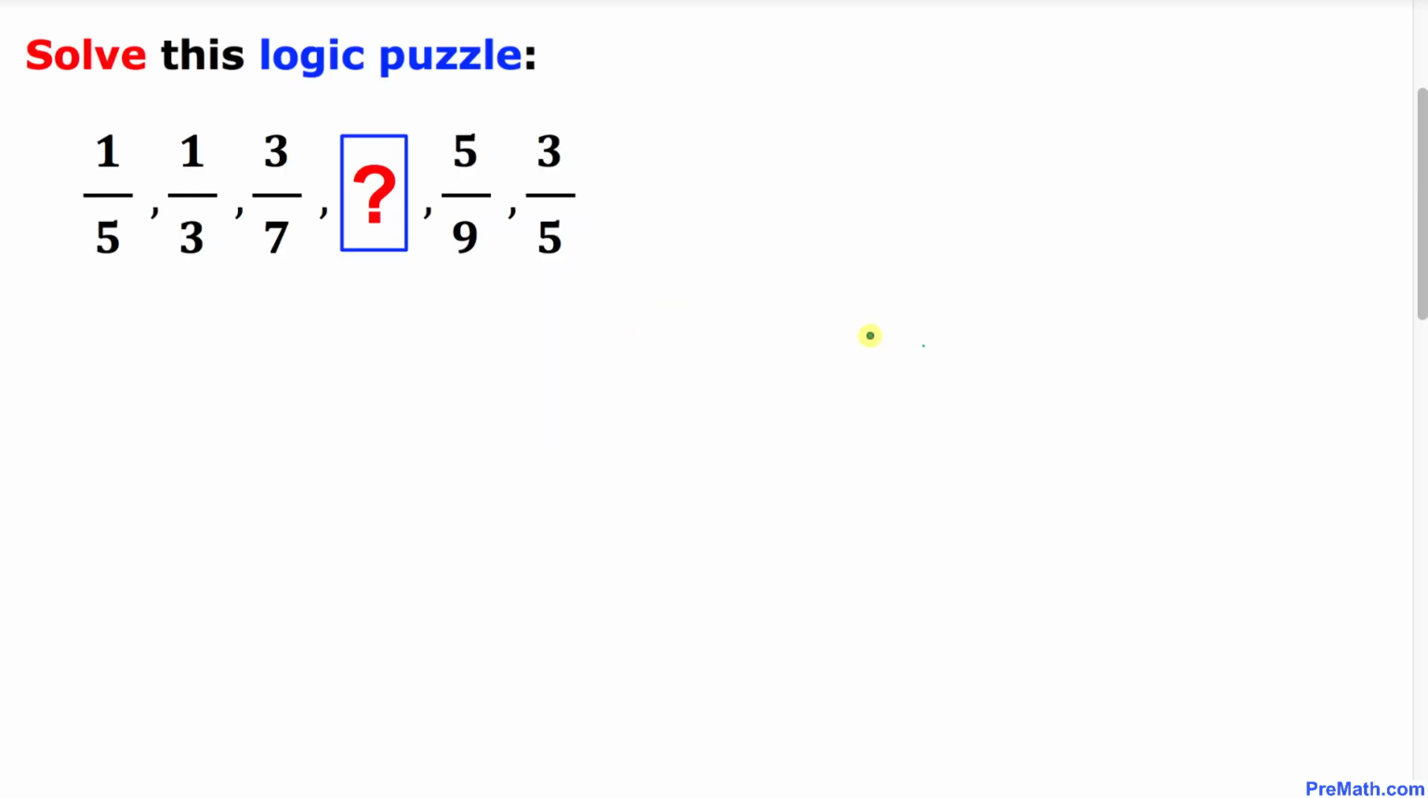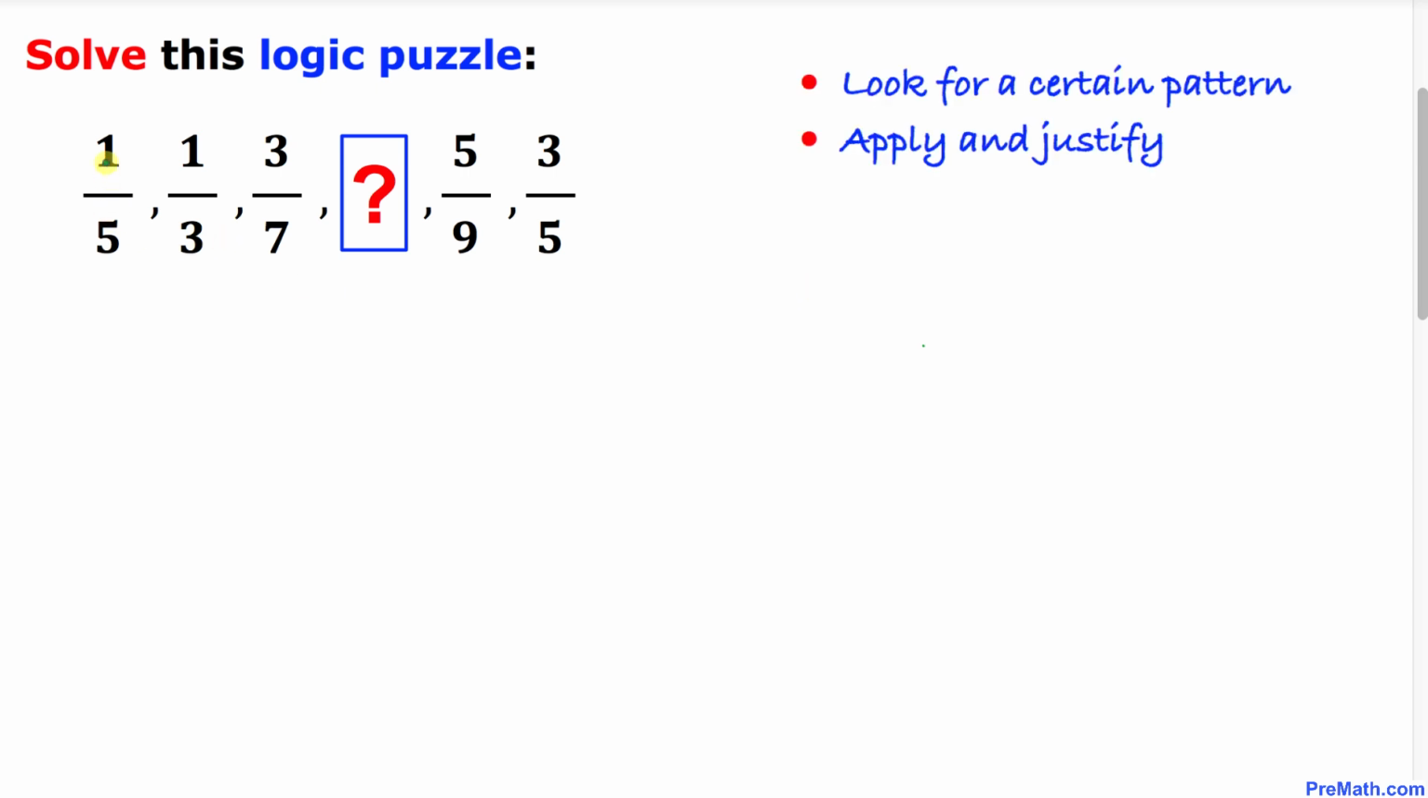So let's go ahead and get started with the solution. And here's the very first thing we are going to do. Let's look at these fractions very carefully: 1 over 5, 1 over 3, 3 over 7, 5 over 9, and 3 over 5. Let's look for a certain pattern and then we are going to apply and justify. You may pause the video if you want to solve this problem on your own.